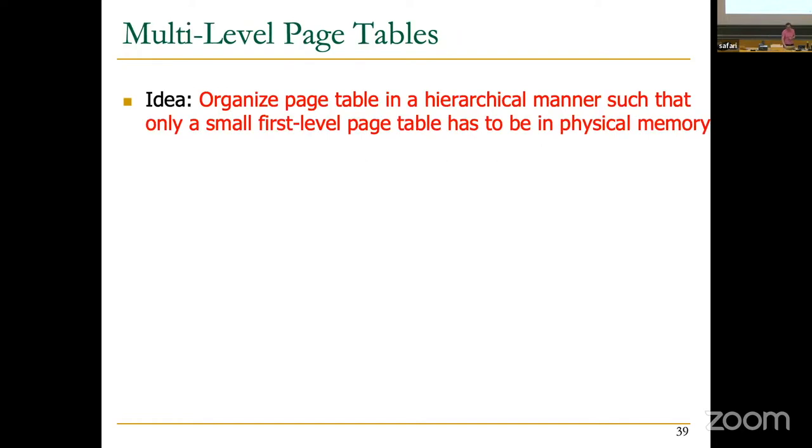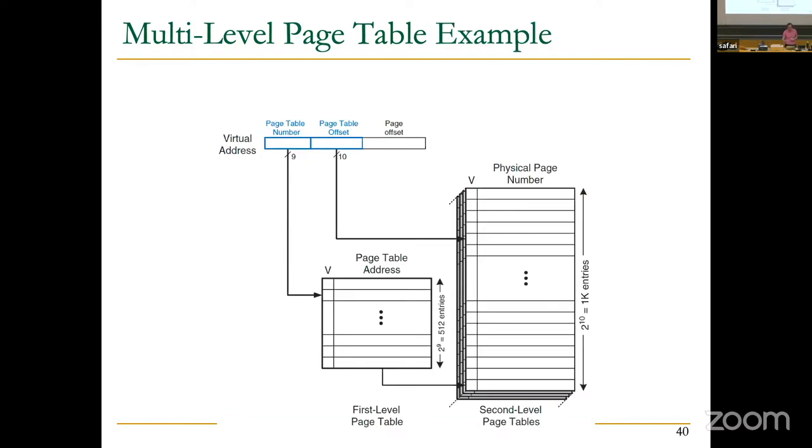Okay, so multi-level page tables. Basically organize the page table in a hierarchical manner such that only a small first level page table has to be in physical memory. And that small first level page table hopefully is 4 kilobytes or 8 kilobytes, right? So that's the idea. Essentially, this is from your book. This is what it looks like.